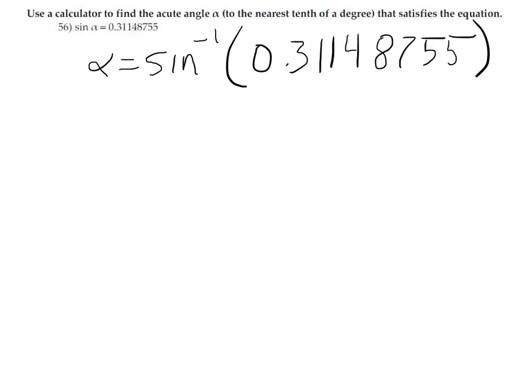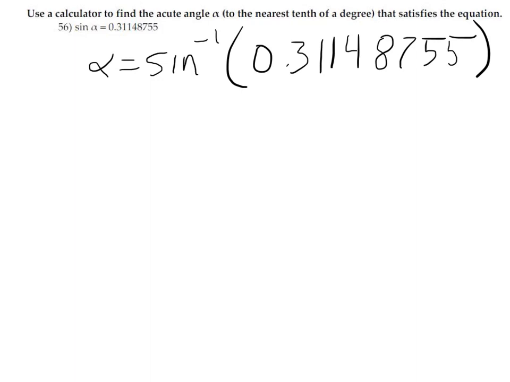However, we need to make sure that we understand that there are an infinite number of solutions for sine alpha equals a number like 0.3, etc. Infinite number of solutions, because you can keep going around the circle in the first or the second quadrant and find coterminal angles where sine will still be 0.311.